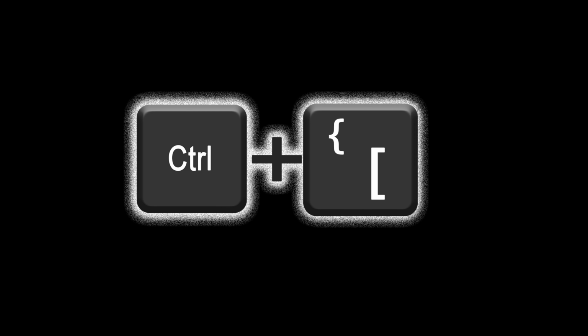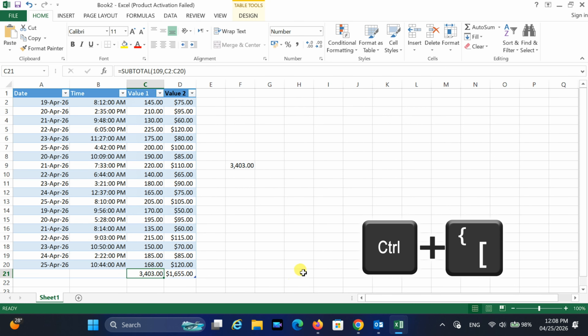Number 9. Ctrl plus open bracket. Press Ctrl plus open bracket. This takes you directly to the cell referenced in a formula. Great for auditing formulas.